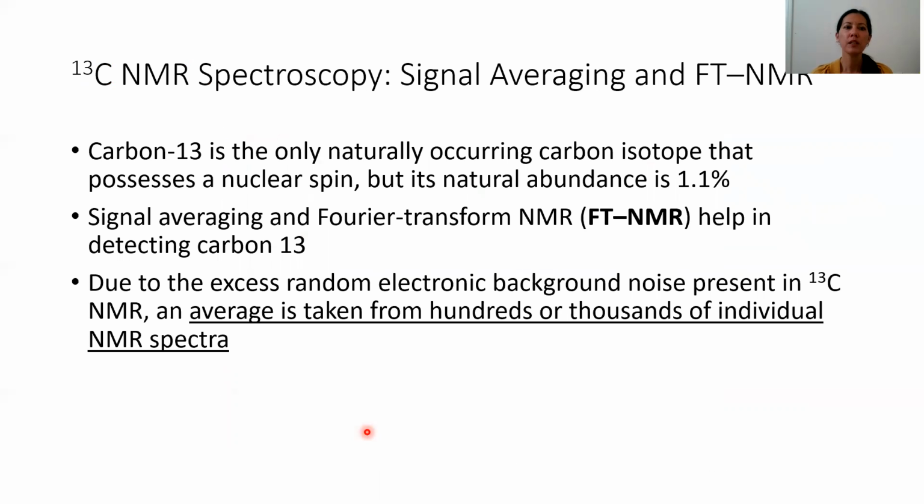Okay, let's move into C13 NMR. We haven't dug deep into this. The reason it's carbon 13 is that it's a naturally occurring carbon isotope that does have a nuclear spin. So it's NMR active, but its abundance is really low. Most of the carbon on Earth is C12. Only about 1% is C13, and even far less is C14. But we can still utilize it in NMR, using what's called a Fourier transform. Basically, you take hundreds or thousands of individual NMR spectra and average them out.